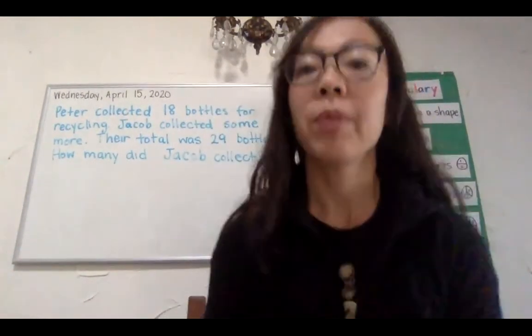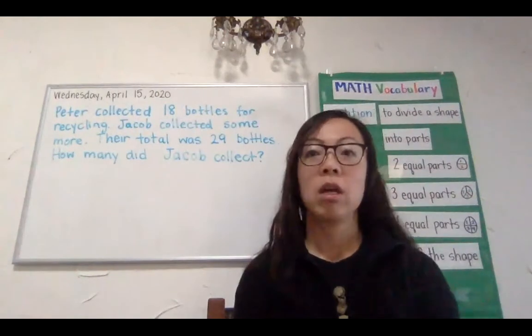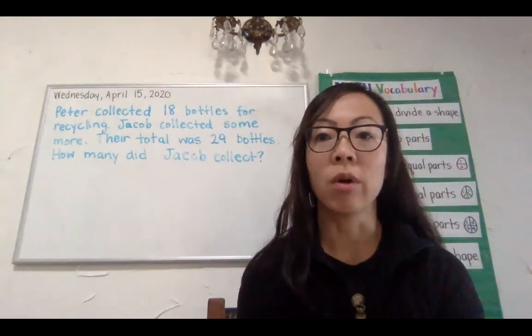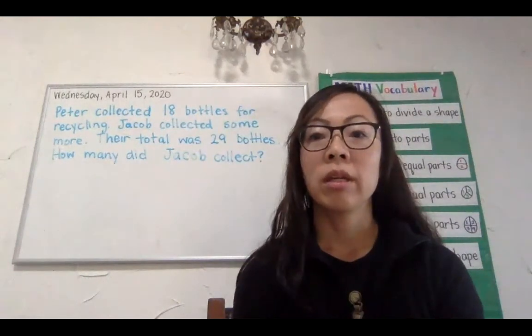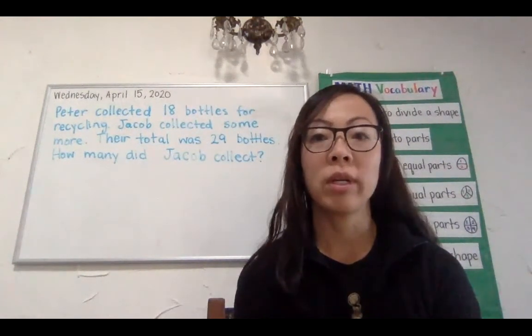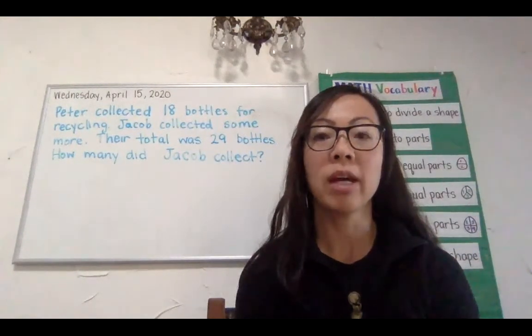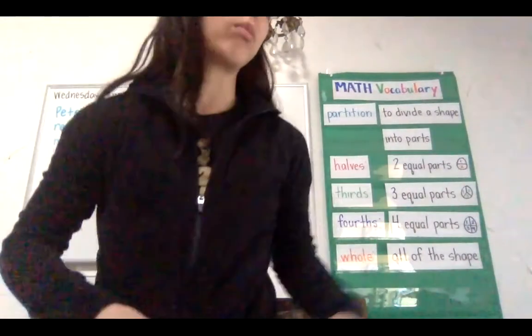Let's take a look at this problem here. Peter collected 18 bottles for recycling. Jacob collected some more. Their total was 29 bottles. How many did Jacob collect? Okay, let's take a look at our job when we're thinking of keywords.